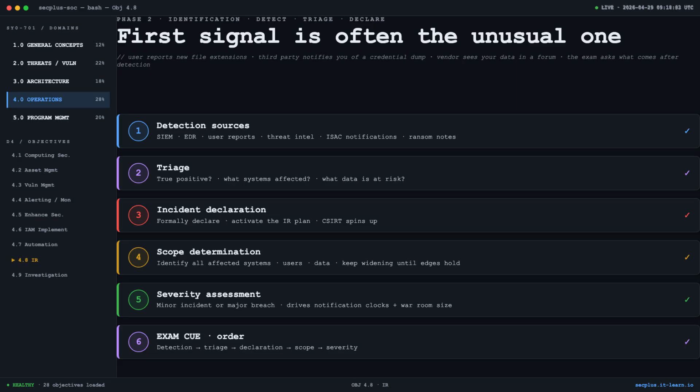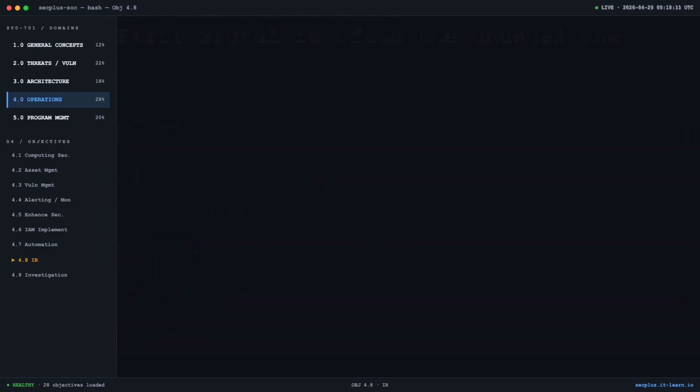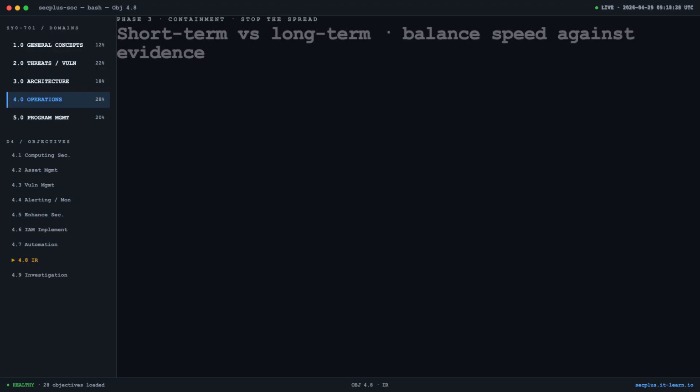Phase 3. Containment. Stop the spread. 2 flavors. Short-term containment. Immediate action to stop the bleeding right now. Isolate the affected system from the network. Block the attacker's IP at the firewall. Disable the compromised account. Pull VPN access. The goal is to stop the spread within minutes.